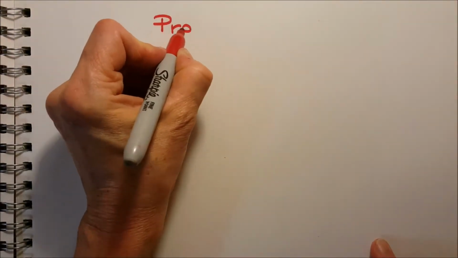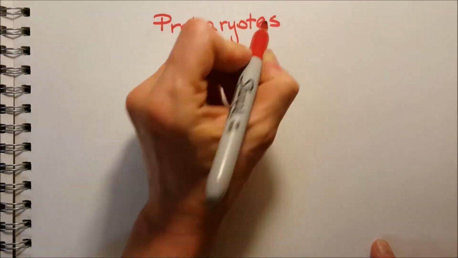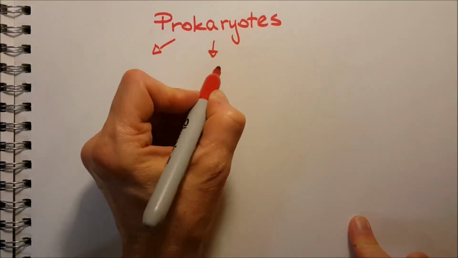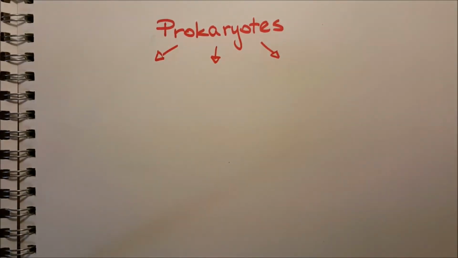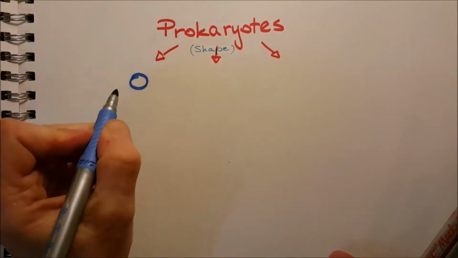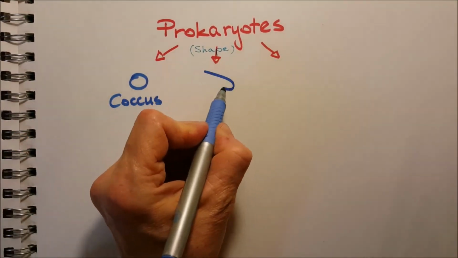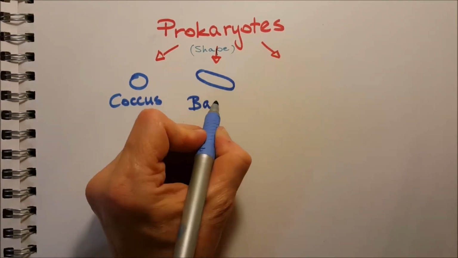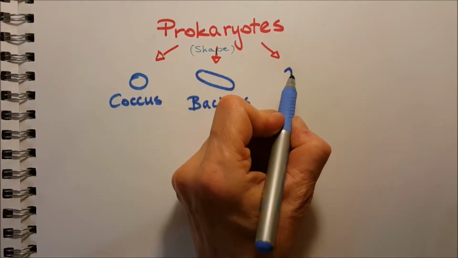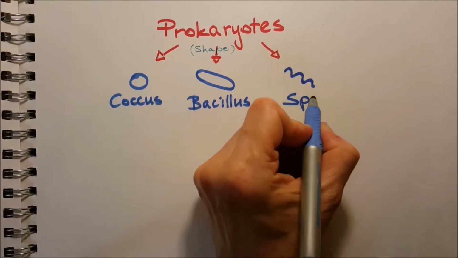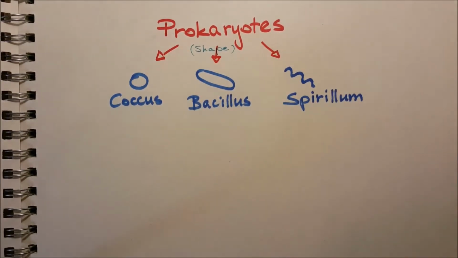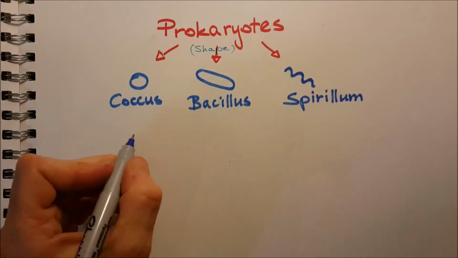Prokaryotic cells can be sorted out by shape, and they come in three common cell shapes. The first one is the spherical one, called a coccus. The second one is a rod-shaped prokaryote called the bacillus. And the third one is a short and rigid prokaryote that has a spiral shape. It's a spirillum.